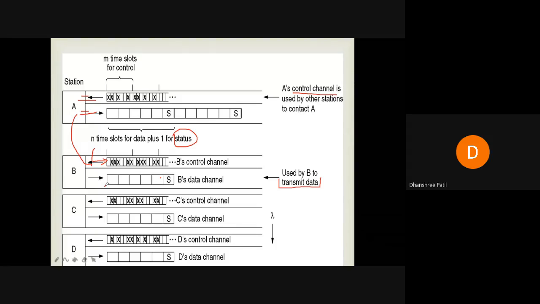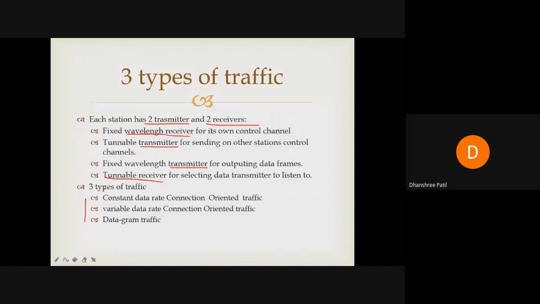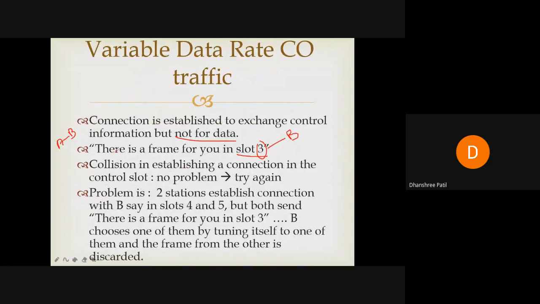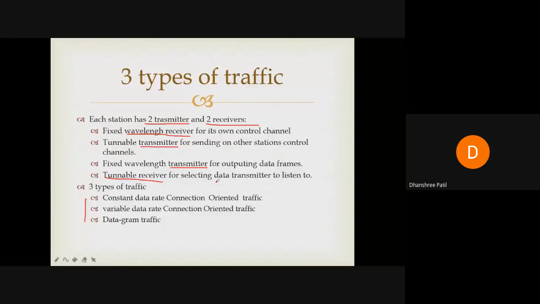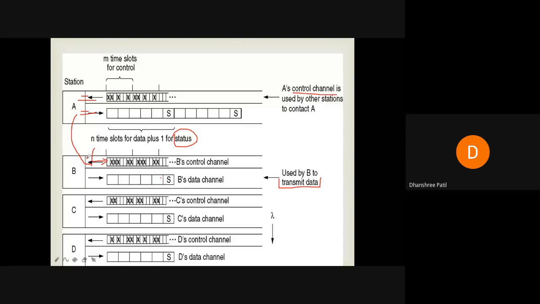So it will send in B's free slot. Suppose A will send a frame at slot number 3. While sending the frame, or establishing a connection, if a collision occurs, no problem, the same procedure will be followed again. If collision is not there, means B is free, B has accepted the request, and B has got the frame from A, then the communication is over.